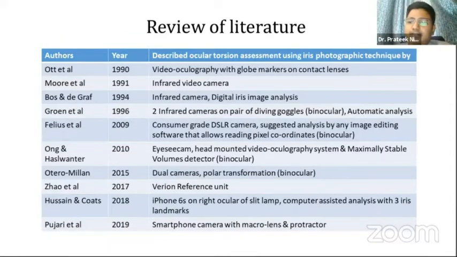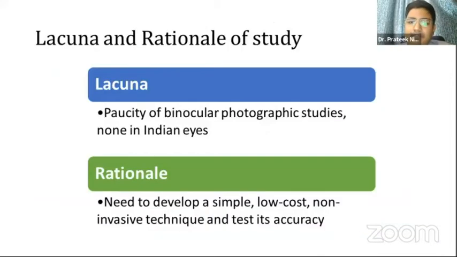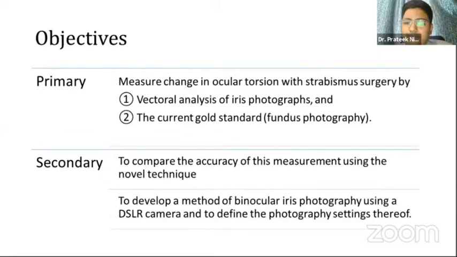Iris photography has been mostly described using video-based or monocular methods. There are limited studies describing binocular iris photography for assessment of change in ocular torsion, and none of them in Indian eyes. Hence, the need for such a study was felt to develop a simple low-cost technique for the purpose. The objectives were to measure change in ocular torsion by the two techniques, find the accuracy of this measurement using the novel technique, and develop a method of binocular iris photography using a DSLR camera for Indian eyes.